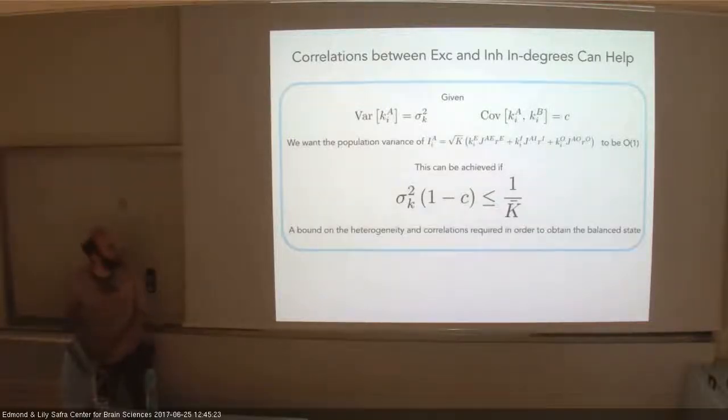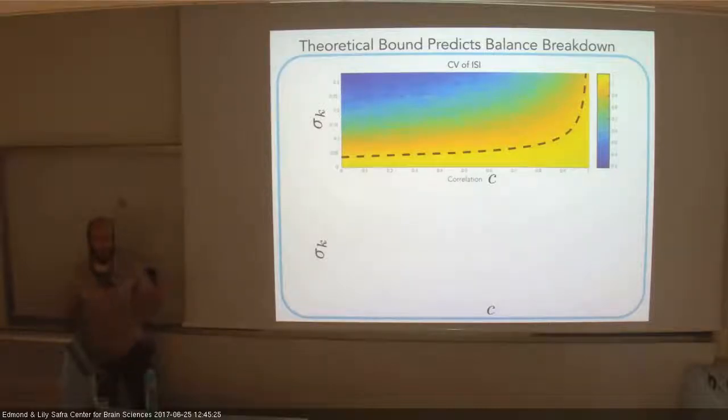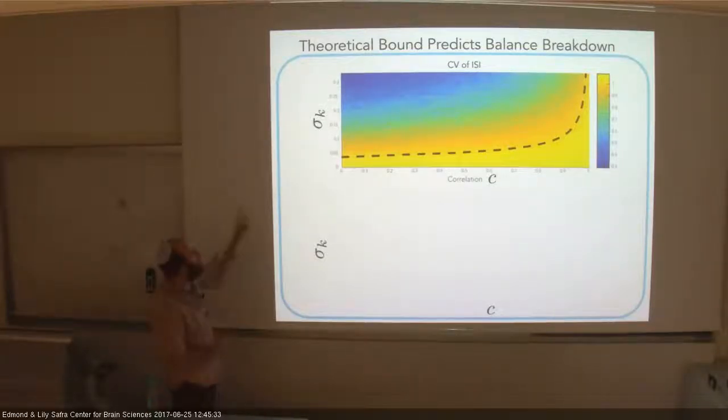To test that theory and further justify that point, we ran simulations of that constructed network model, ranging those two parameters, the heterogeneity of the indegree and the extent of correlations between E, I, and external inputs. And what we see here is the CV of the ISI for every single point.